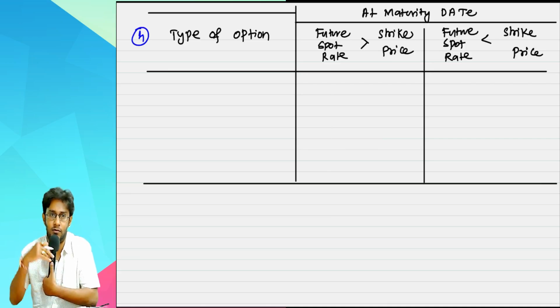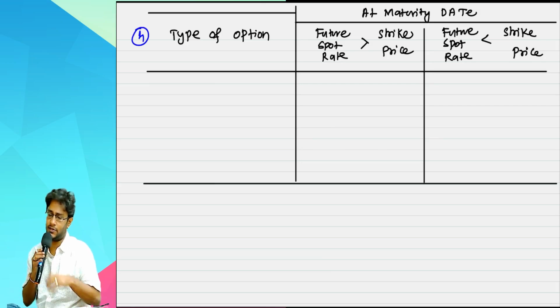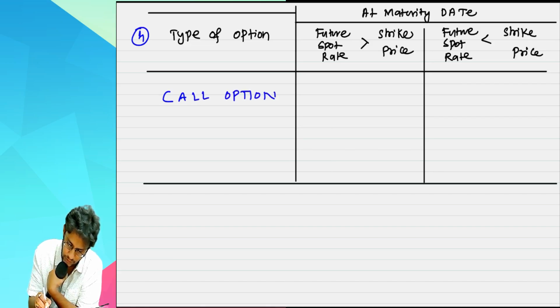Future spot rate means on the maturity day, whatever spot rate. You simply have to tell me lapse, exercise, lapse. So tell me, sir, first one, call option. Next we will talk about put option.